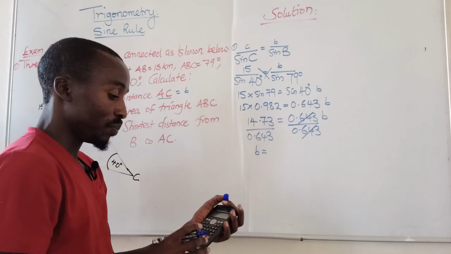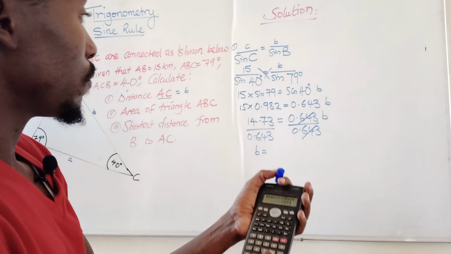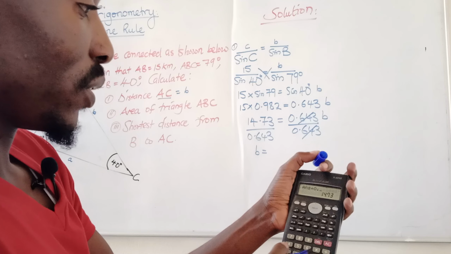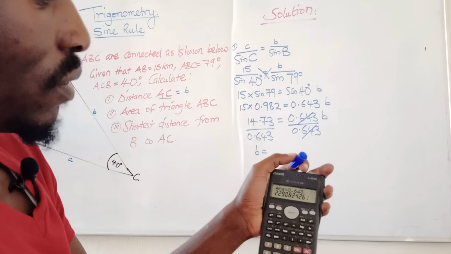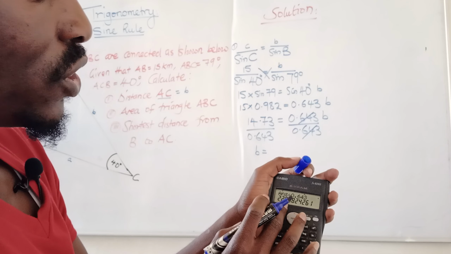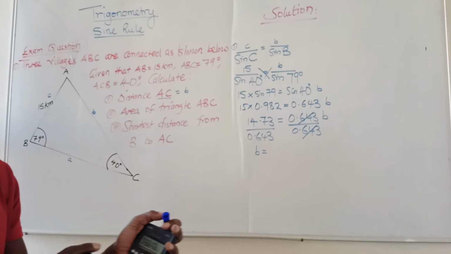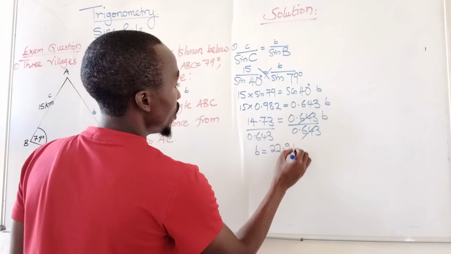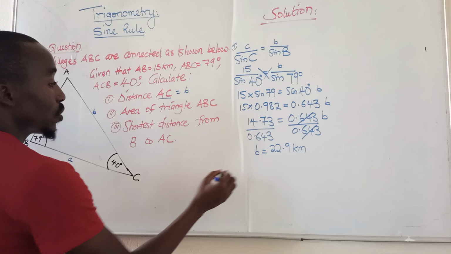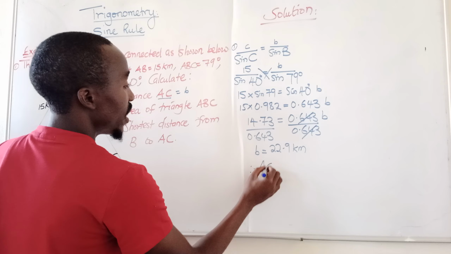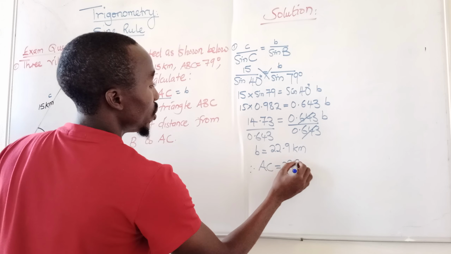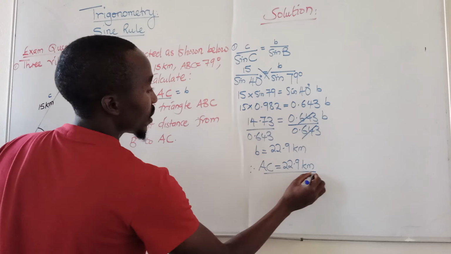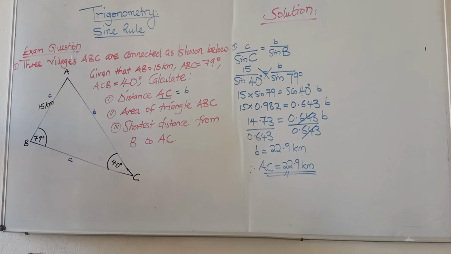It is equal to, so we divide 14.73 divided by 0.643. What is it giving us? It's giving us 22.9. So the distance there is 22.9. The units are kilometers. So therefore we can say AC, this AC distance, is equal to 22.9 kilometers. Like that, we have found our answer.